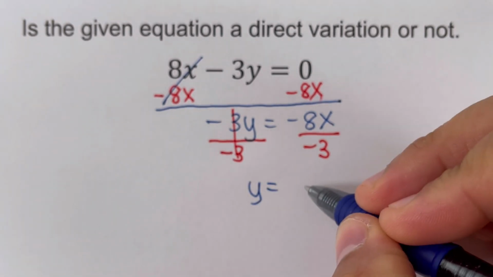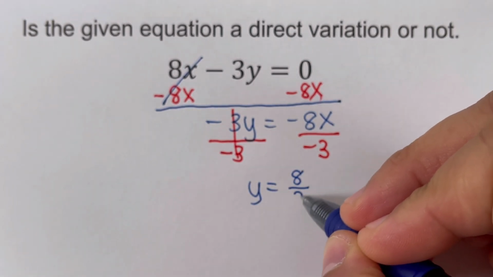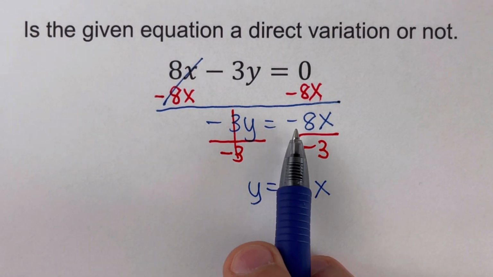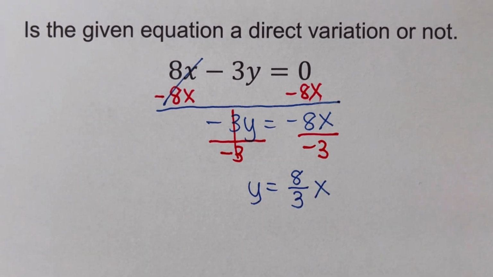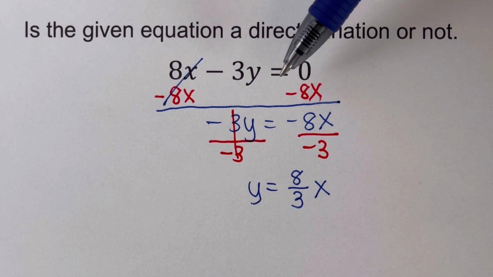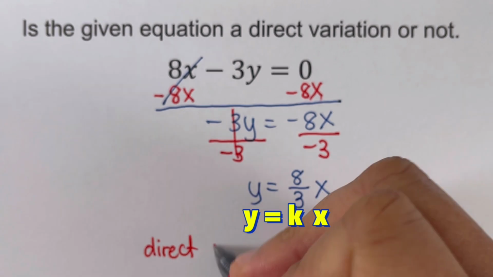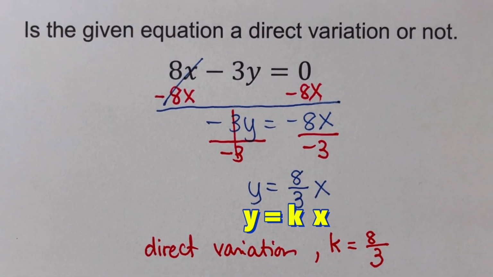So y equals 8 over 3 x. Now, please notice that it comes out positive because a negative divided by a negative is a positive. And so this is the simplified equation with y isolated by itself. And please notice that this resembles y equals kx. So we can say that this is an example of a direct variation with a k value of 8/3. So I'm going to write that down here. Now let's move on to the next example.